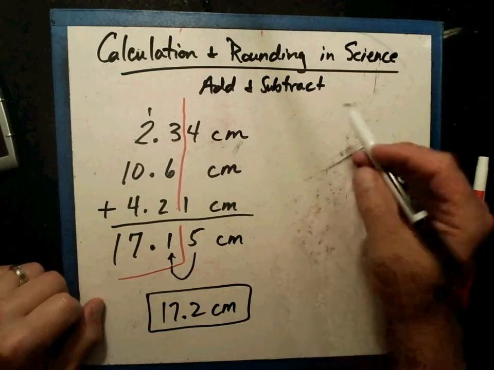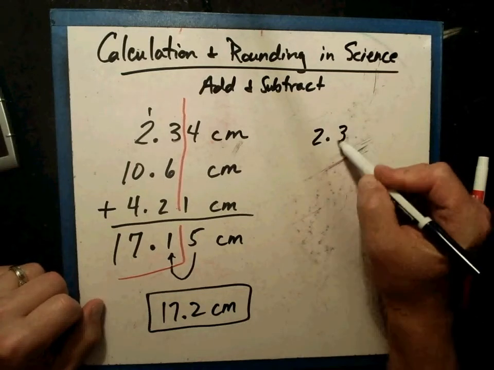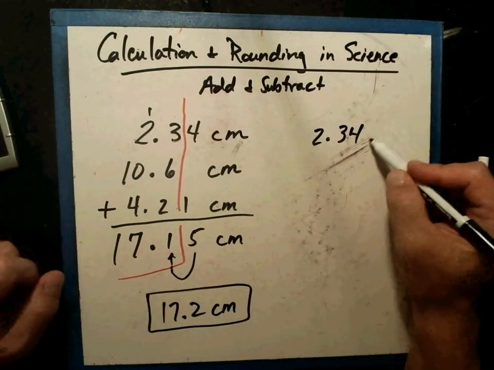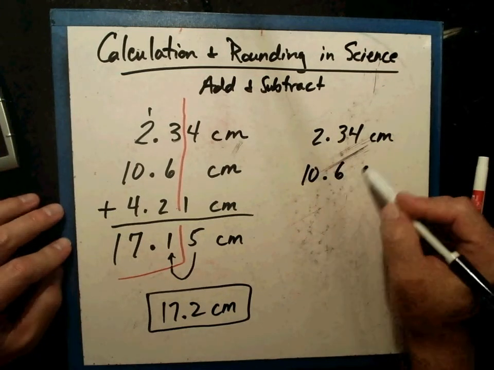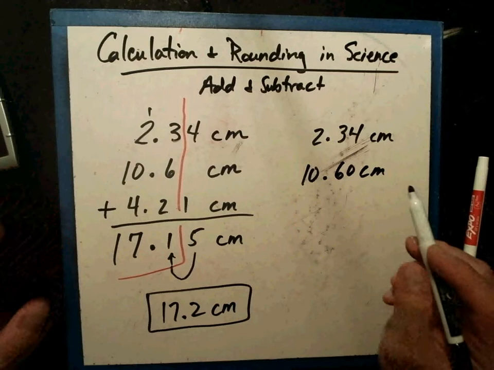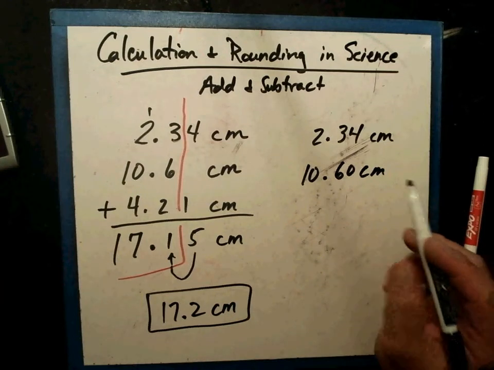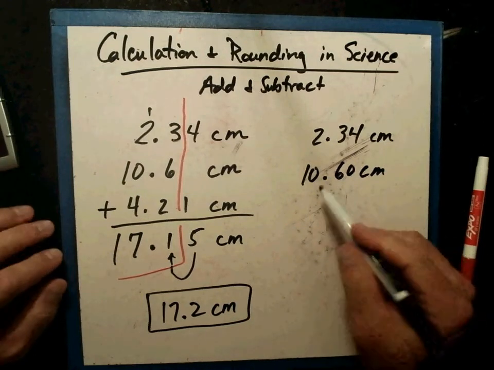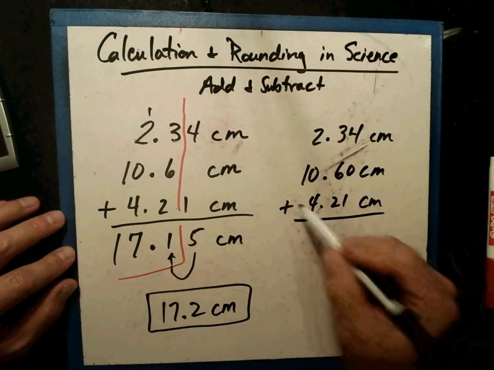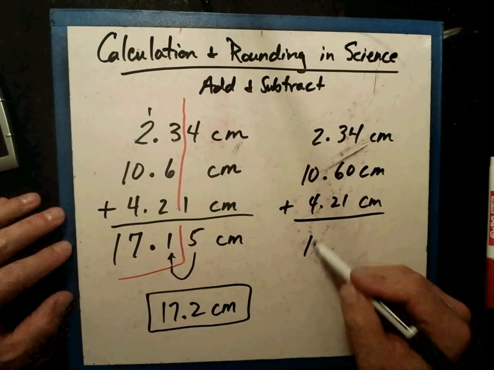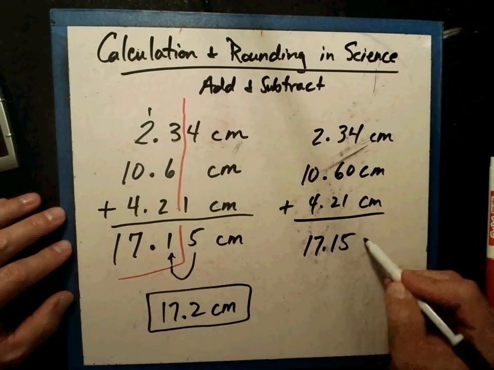So let's say that we put that out there and that second guy comes back and goes, oh, Mr. Kelly, I messed up. I know it was 10.60. I told you wrong. I actually measured to the 100th of a centimeter. Okay, that's fine. Take those same 3 numbers and add them together. You can do it on a calculator or by hand. We know it's still 17.15 centimeters.